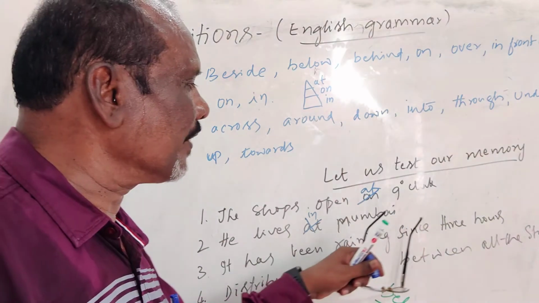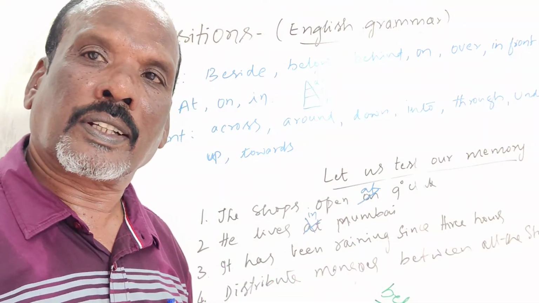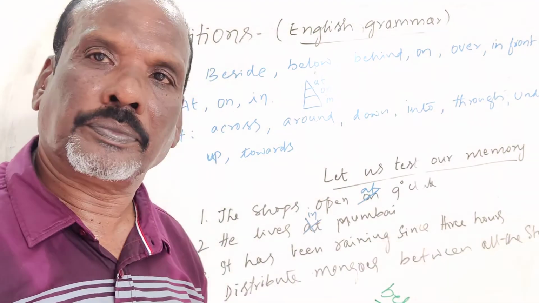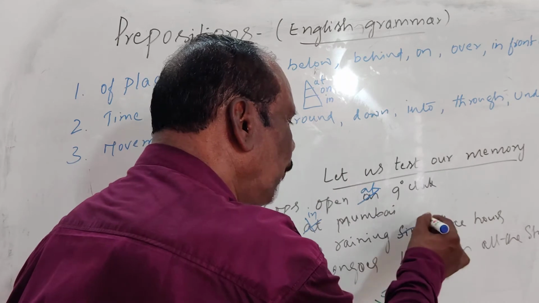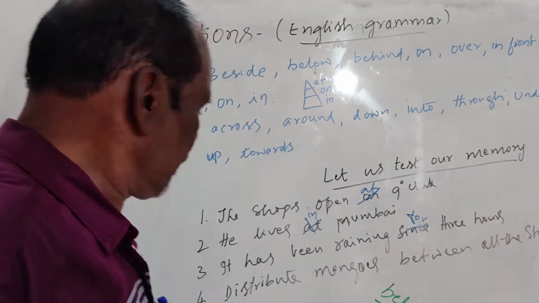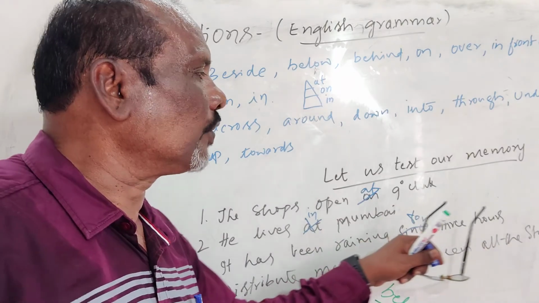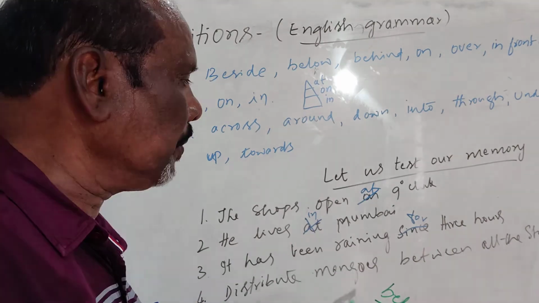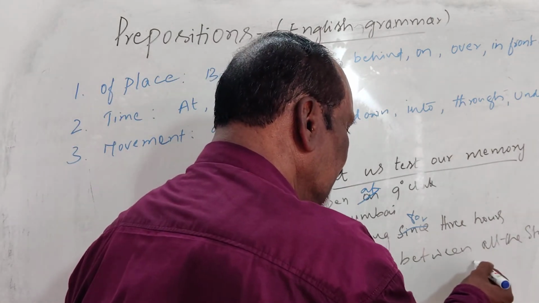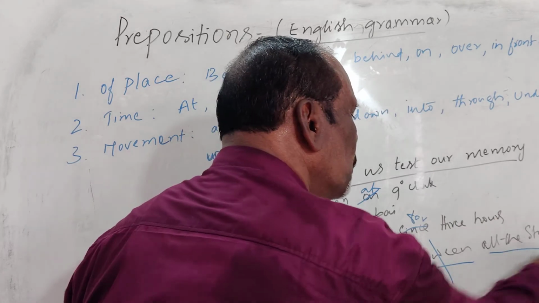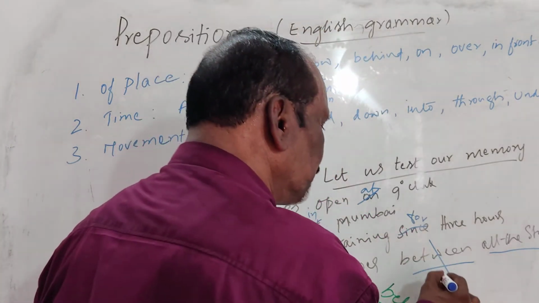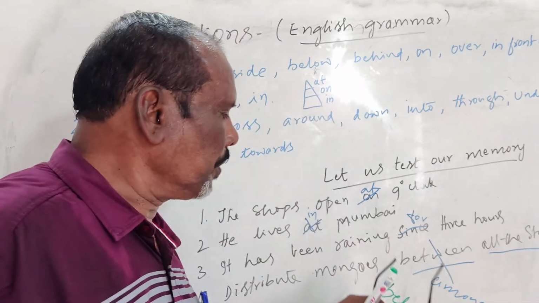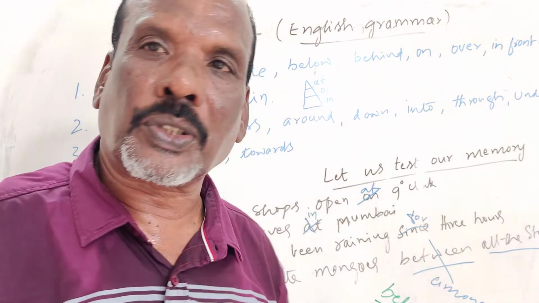It has been raining since 3 hours. Countable noun. So here, not since, for 3 hours. Say, it has been raining for 3 hours, not since 3 hours. Okay. Distribute mangoes between all the students, that is wrong, more than 2. So you should use among. Distribute mangoes among all the students.